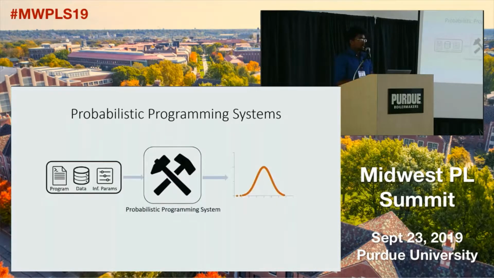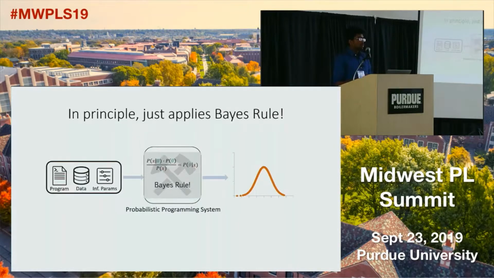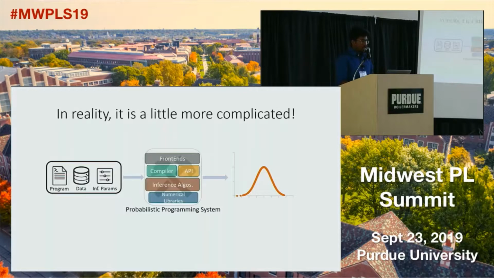So how do the systems work? Typically, a probabilistic programming system takes as input a program, which is a statistical model, data which is input to that model, and certain inference parameters. Given that, it tries to infer the posterior distribution of the parameters in the model. In principle, it just applies Bayes' rule and computes the posterior distributions. But in reality, things get more complicated when these systems need to work on real data in the real world.